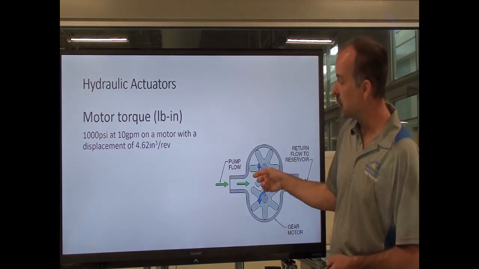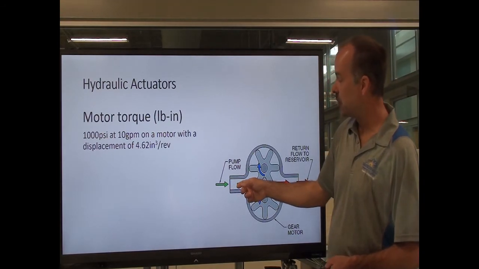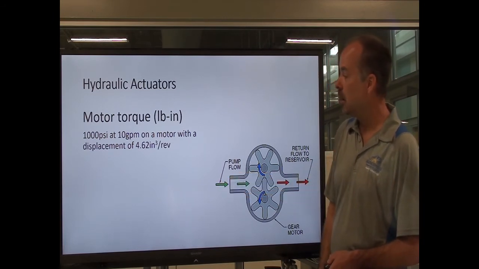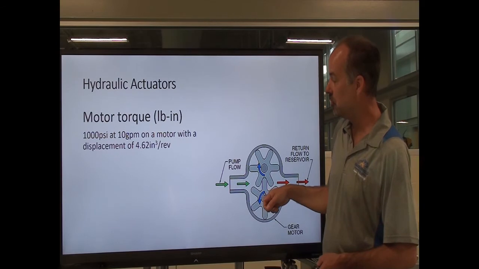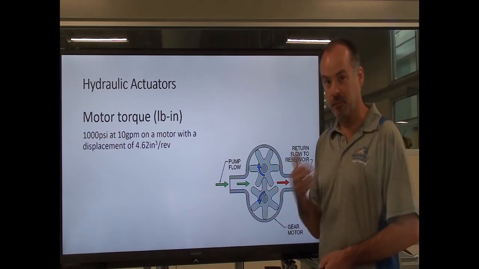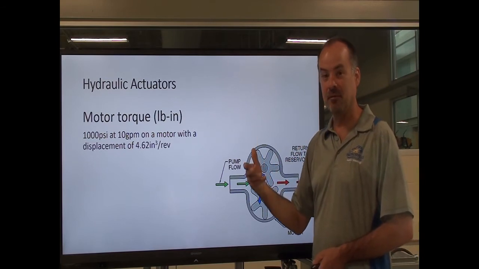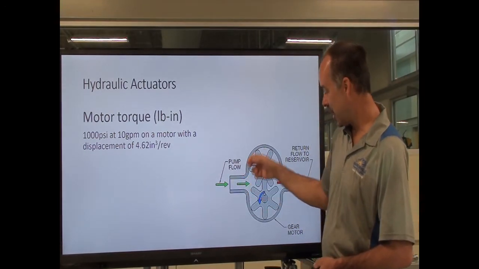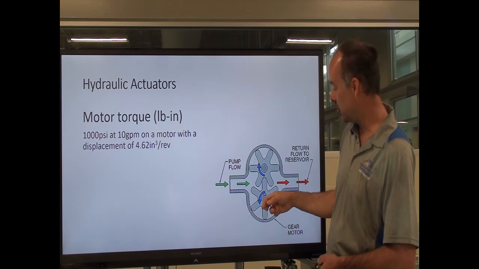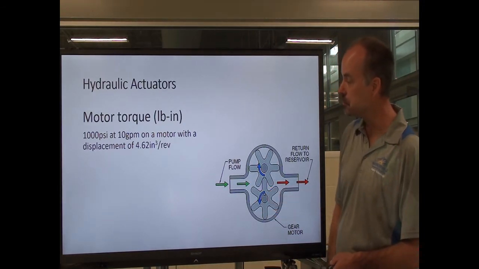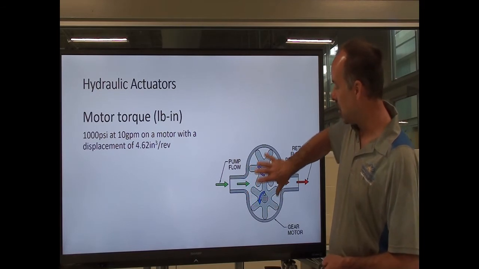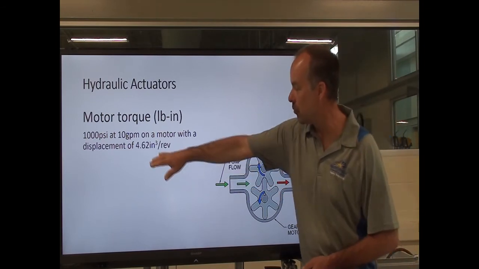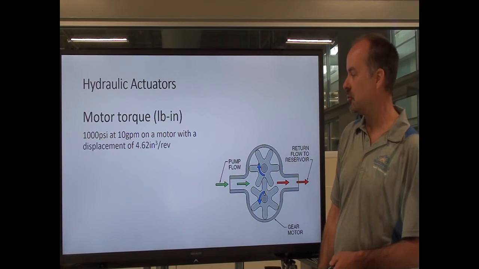So let's say we have this motor here. We have 1,000 psi on the input side of the motor. The flow is 10 gallons per minute, and the displacement of this motor is 4.62 cubic inches per revolution. And if you remember back to pumps, when the pump was rotating, it would displace a certain volume of fluid, and motors work just the opposite. They have the chambers in here, and so much fluid moves through in a given revolution. So for this example, if we made one full revolution of these gears, we're going to move 4.62 cubic inches of fluid.